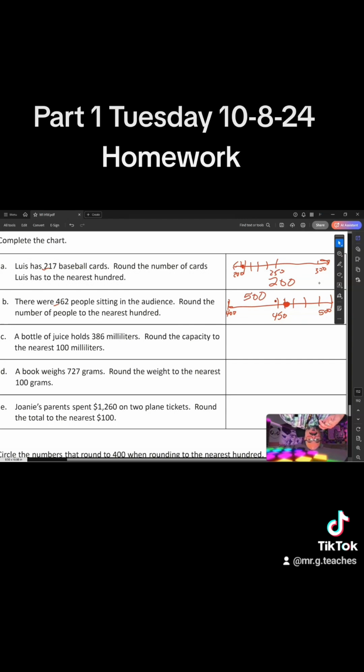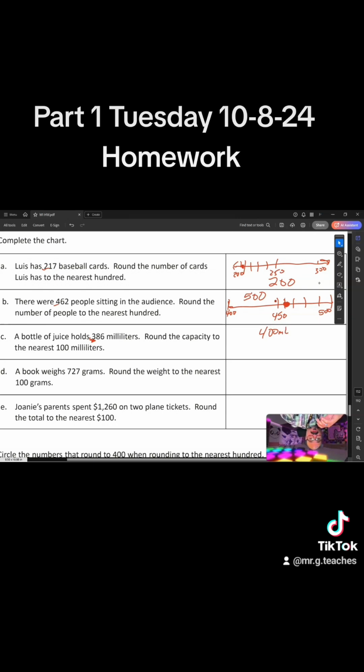Now the next 3, I'm just going to kind of do them without the number line because of time. A bottle of juice holds 386 milliliters. Round the capacity to the nearest 100 milliliters. So we're looking at the 3. 3 is between 300 and 400. Okay, you look at the hundreds place. 386. If we have 350 as our halfway point, 386 would be greater than, so we would round up to 400 milliliters.